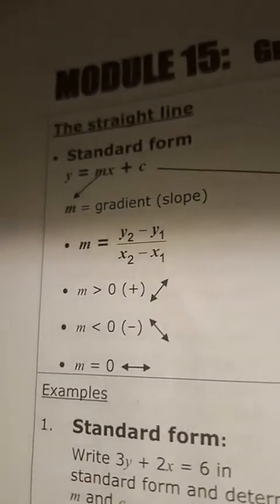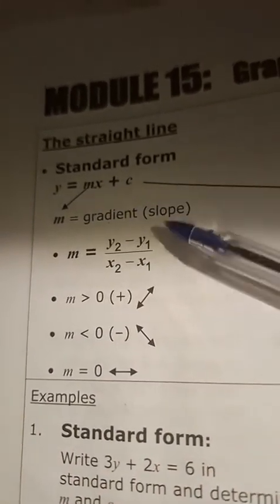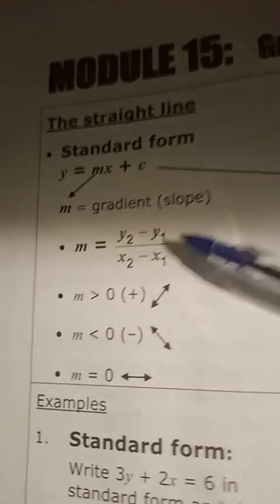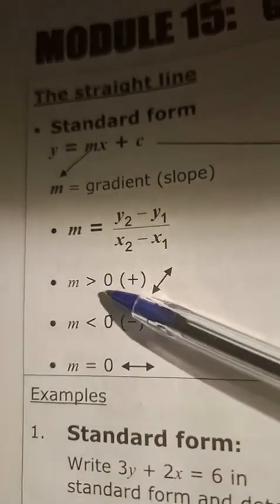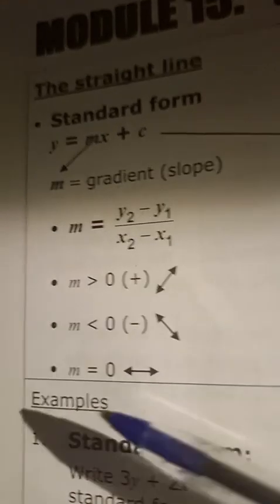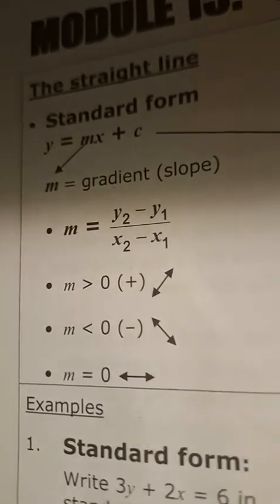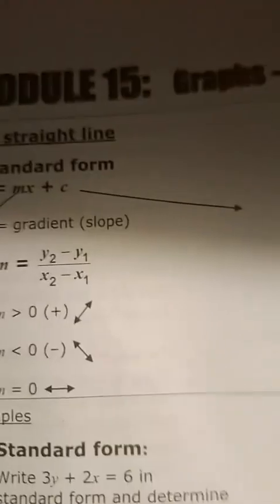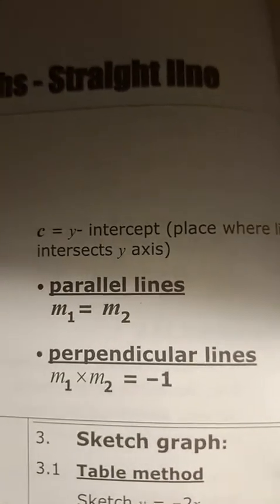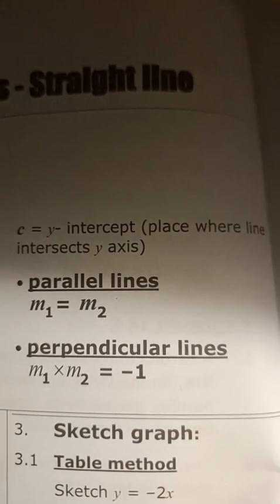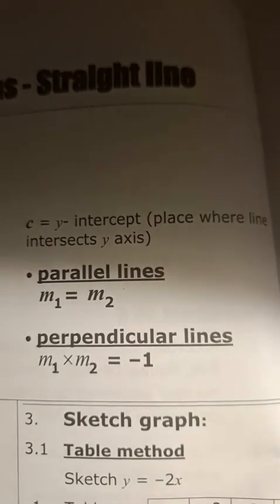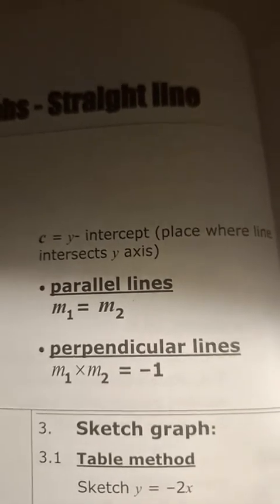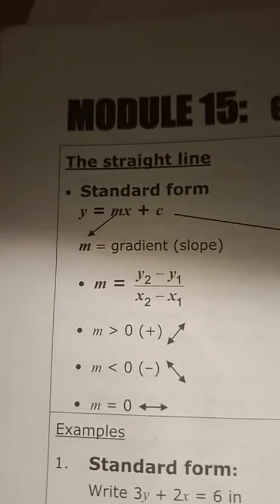There we have it. All right, very nicely put there. M is equal to the formula when m is positive, m is negative, m is equal to 0. That's what we are talking about. And then what we spoke about just now with the c value, the y-intercept, the place where the line intersects the y-axis, parallel lines having equal gradients, and perpendicular lines, the product of the gradients being equal to -1. So those are just nice brief notes.